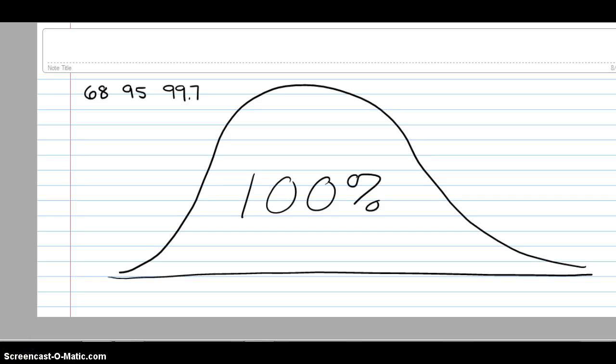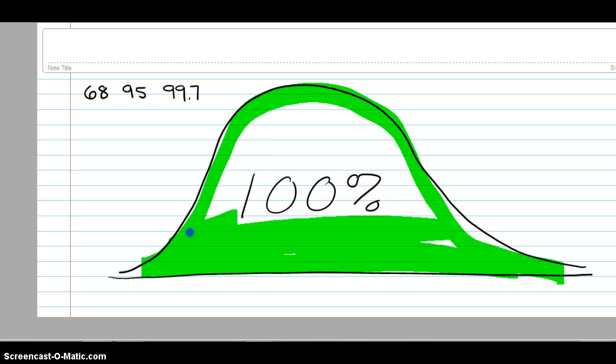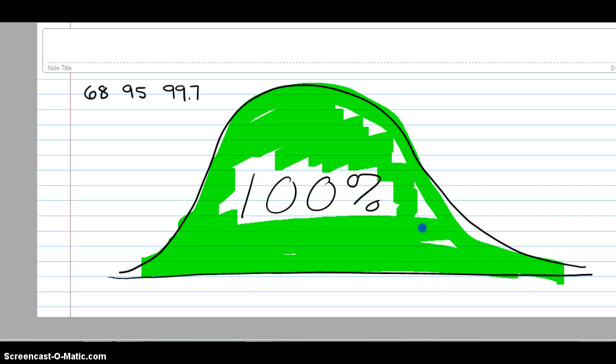Welcome to the empirical rule. Here we have a normal curve, and 100% of the data lies between the curve and the horizontal axis. The horizontal axis goes out to negative infinity and out to positive infinity. But the empirical rule has some nifty ways to divide this up.